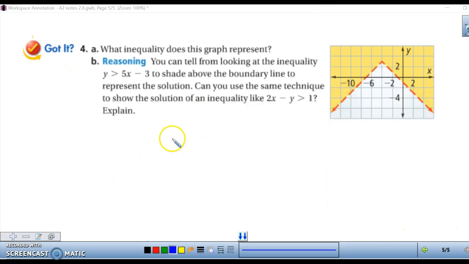Let's do got it number 4 to finish up this section. It asks for what inequality does this graph represent? So we have a graph and we need to figure out the equation or the inequality. To me this looks like an absolute value graph, right? It's a V kind of graph. So let's start with an absolute value graph. Again, this is an inequality. I don't know which way it goes right now.